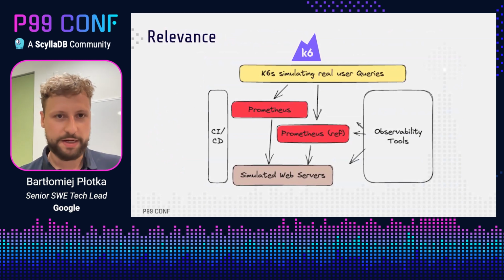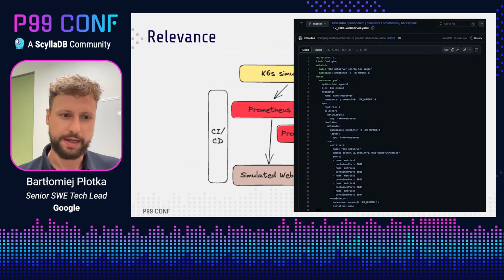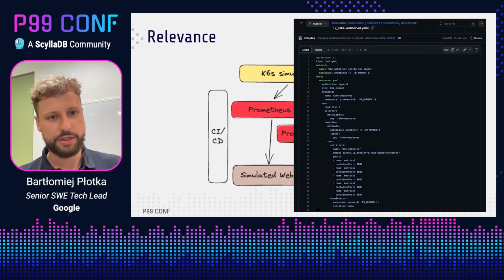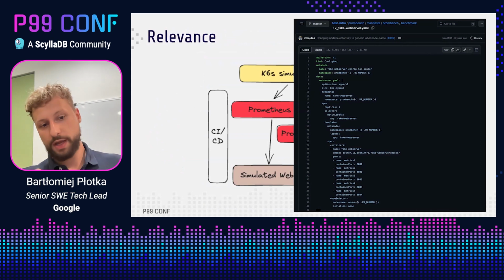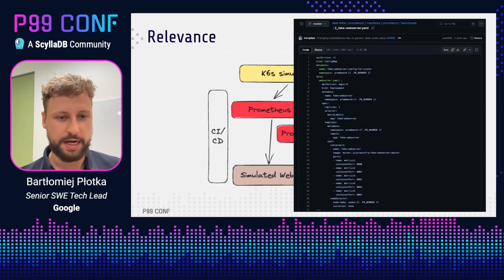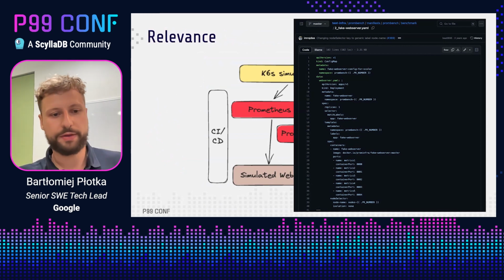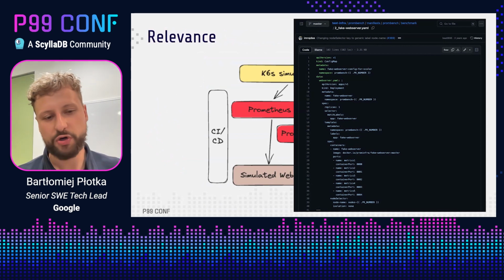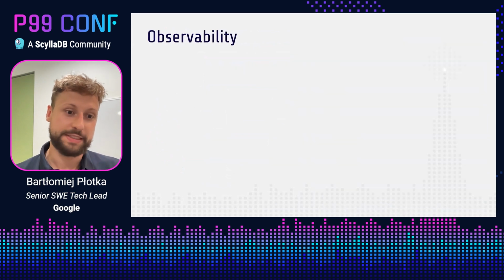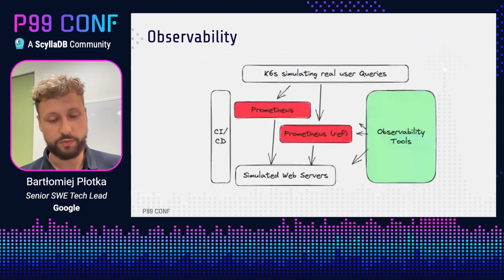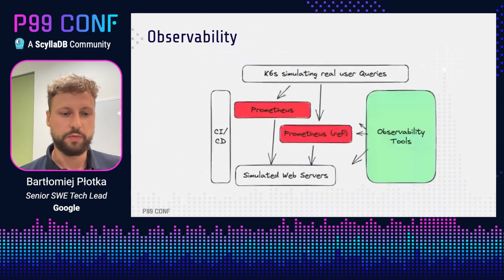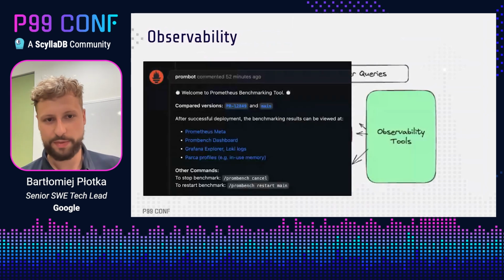Relevance is another aspect, right? We want to make sure that we are simulating real workloads. So we use the k6 project, for example, which is open source as well. And we also have web servers that simulate real metrics. So it's not maybe artificial metrics using, for example, Avalanche. We try to have it simulated as a normal web server, which is hard to simulate, but we do our best. Finally, observability, right?